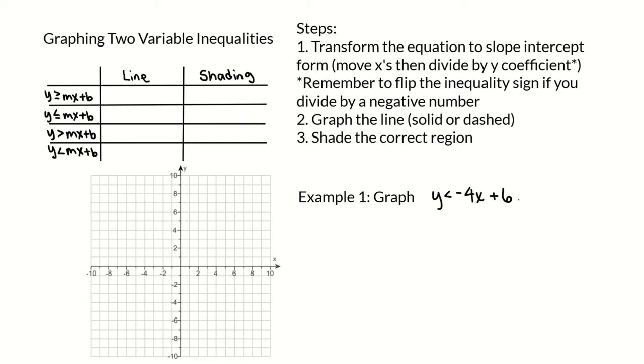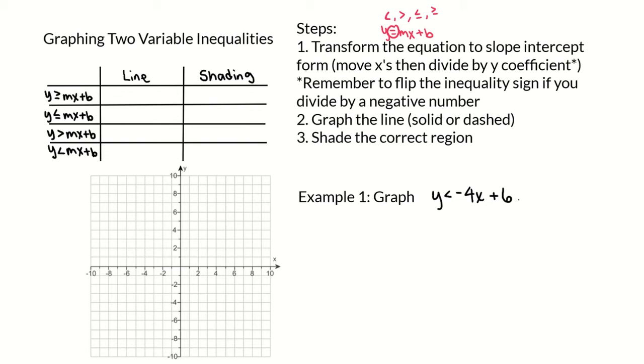When graphing two variable inequalities, the solution is going to be displayed as a region that will be shaded or colored in some way. The steps for graphing a two variable inequality are to transform the equation into slope-intercept form. That means y equals mx plus b, except since we're working with inequalities, this equal sign would be an inequality symbol. So less than, greater than, less than or equal to, greater than or equal to.